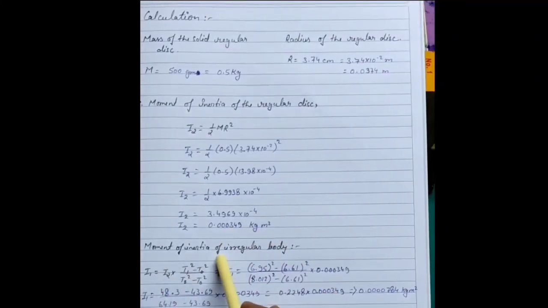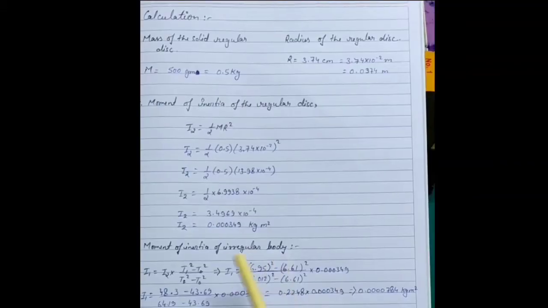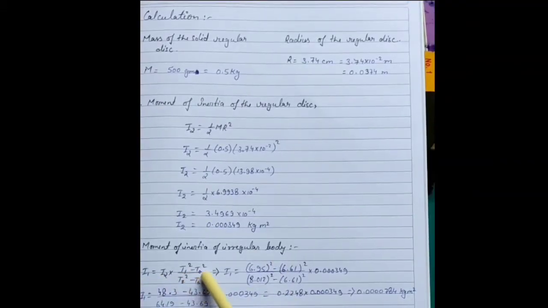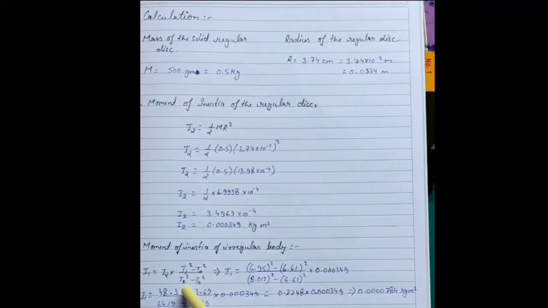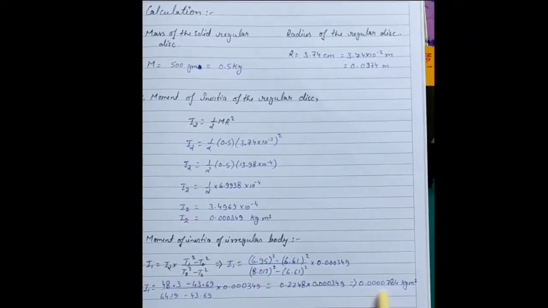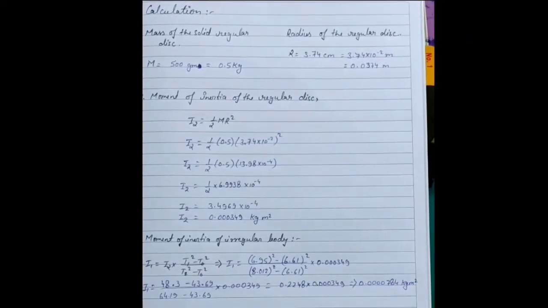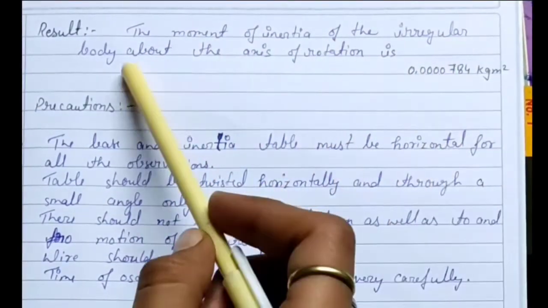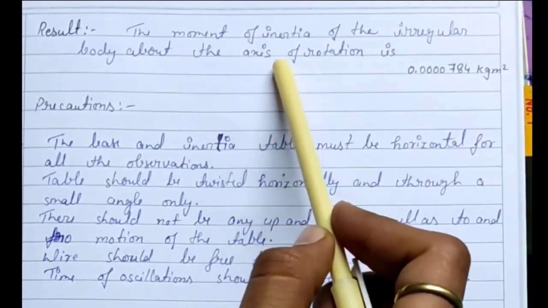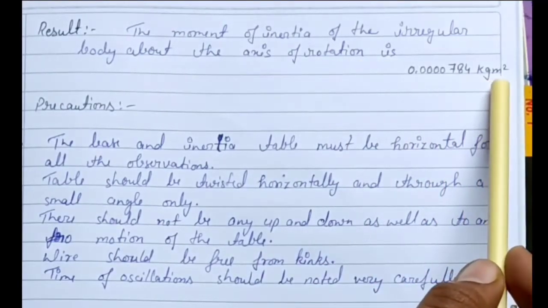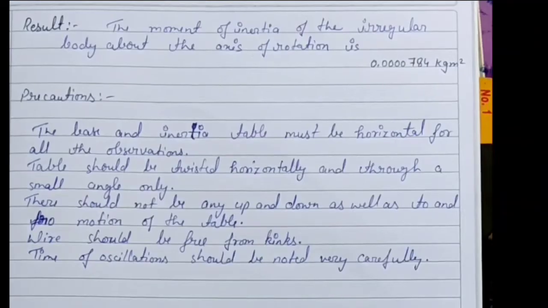So now we have to find out the moment of inertia of the irregular body, which was our aim. So I1 equals I2 into (T1 square minus T0 square) upon (T2 square minus T0 square). So on putting all the values in it, we just got that this is our final result. So the moment of inertia of the irregular body about the axis of rotation is 0.000784 kg meter square. This is our final result.